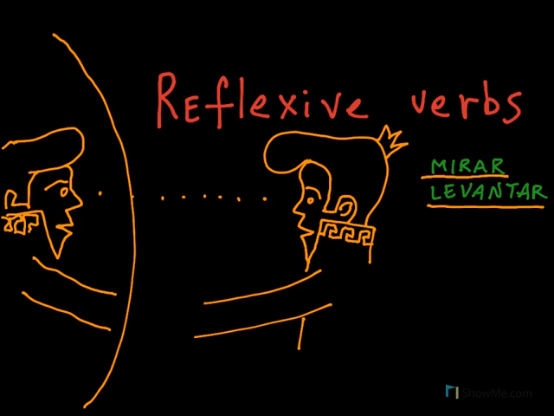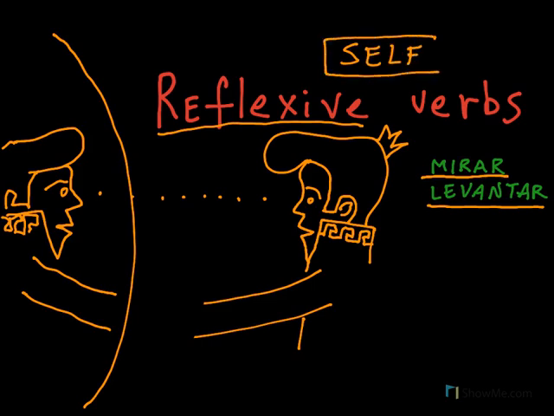So the most important thing to remember about the reflexive verbs is that they deal with the concept of self. He sees himself. Who sees? He. Whom does he see? Self. So he sees himself, reflexive verb. So mirar would be to look or to watch. Levantar would be to lift or to get up.